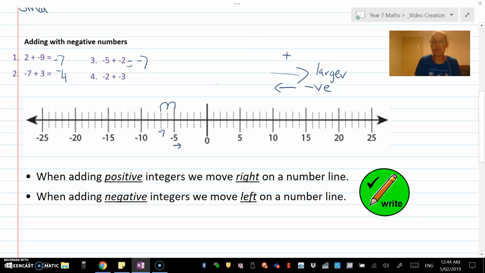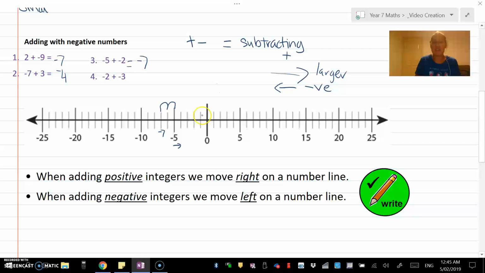Now, some students like to just think, well, if I have a positive and a negative, or an addition and a subtraction, it's just going to be the same as subtracting. And if that strategy works for you, then that's great. But sometimes you might get a little bit confused, because you're working the other way. It's like, well, what about this example here?